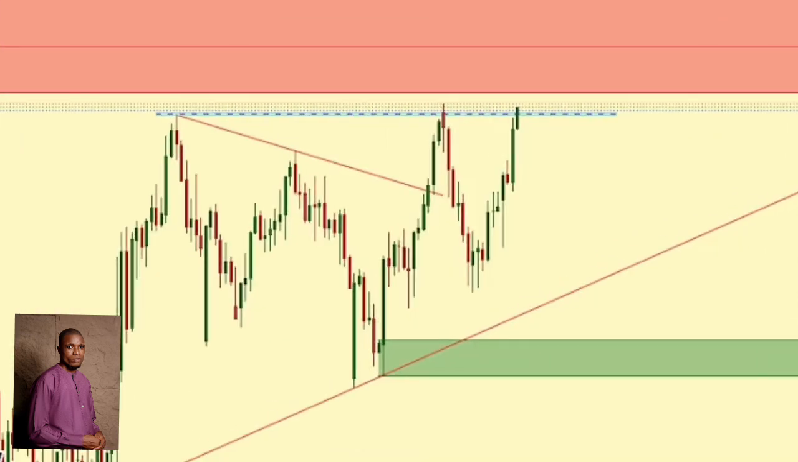So I am not rushing this. I will wait for clear confirmation on the lower time frame, a strong reaction from the zone, and a structure change before taking any trade, because with zones like this, risk management is everything.